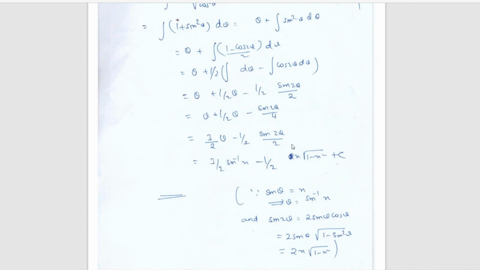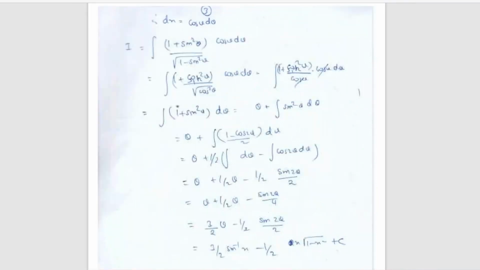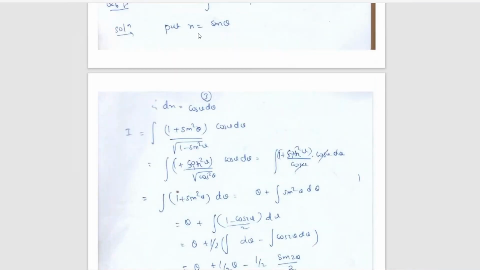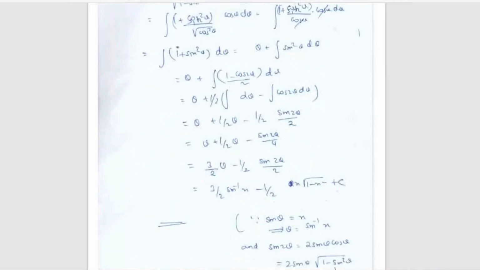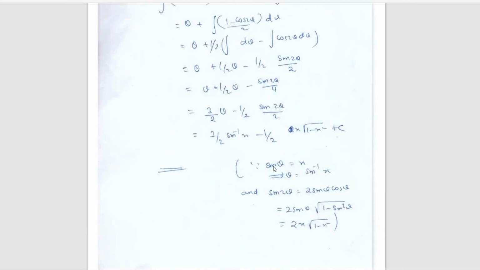Why are we writing like this? Because I am going to replace theta by x, in terms of x. Since theta is a dummy variable, I have to replace it in terms of x. What is the substitution I have used here? x equal to sine theta. My substitution is x equal to sine theta. From this, theta is sine inverse x. So 3 by 2 theta can be replaced by sine inverse x. Then 1 by 2, sine 2 theta by 2.